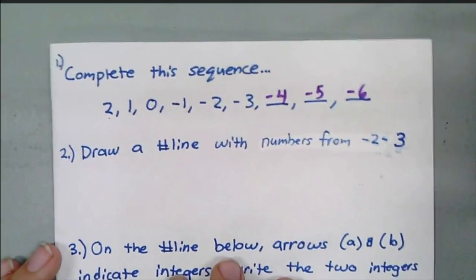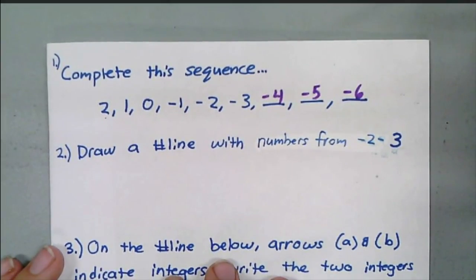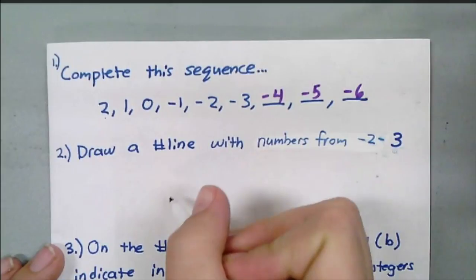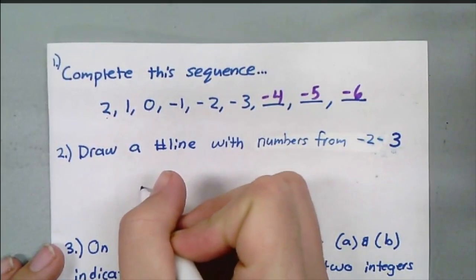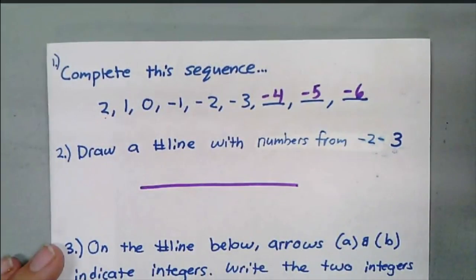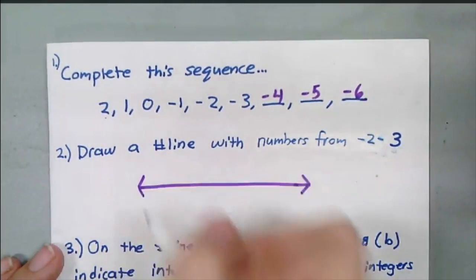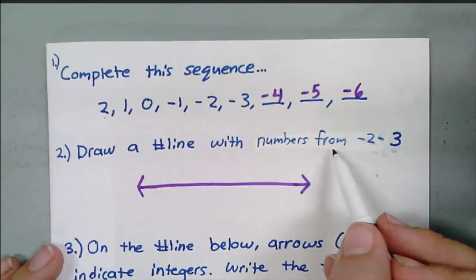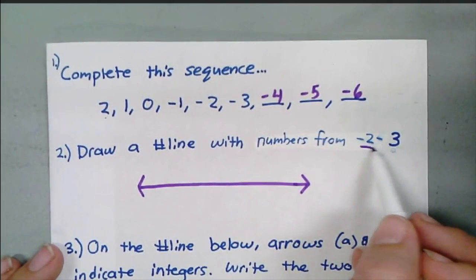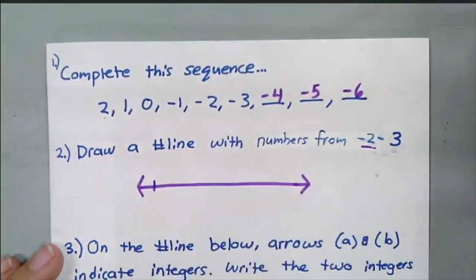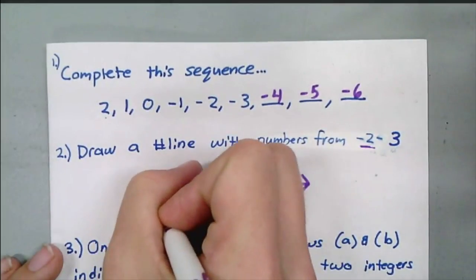Here's the second type of problem they may ask you to do. Draw a number line with numbers from -2 to 3. So first thing I'm going to do when I'm going to draw a number line is I'm going to draw a line segment. Then I'm going to make it into a line by putting 2 arrows on it. Now it's telling me to draw numbers from -2 is my first number. So I'm going to do a little tick mark and I'm going to write -2.